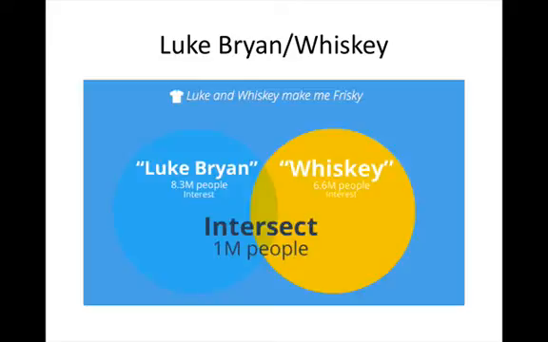So here's that Luke Bryan and Whiskey. So Luke and Whiskey Make Me Frisky was their t-shirt example that they gave. So 8.3 million people like Luke Bryan and 6.6 million like Whiskey, but you intersect them and it's only 1 million people. And so it makes it a lot easier for you to have a profit on that campaign.